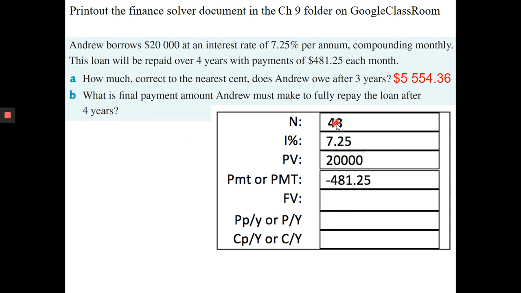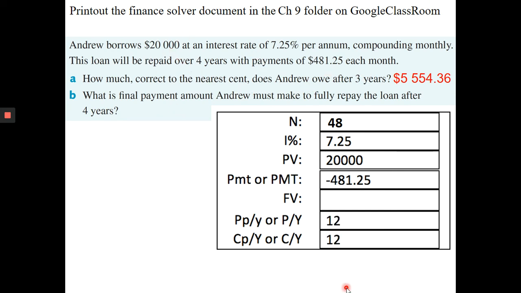So before there we had 36, didn't we? Now we've got 48. What is the final payment? So that's going to be our future. So this should be 0, shouldn't it? If you think about it, if he's paying 481 each month, this should be 0.